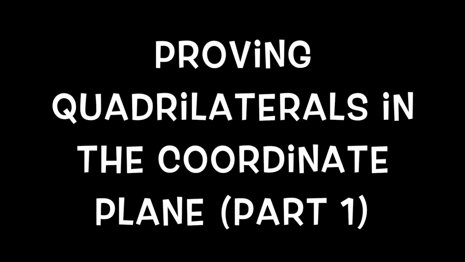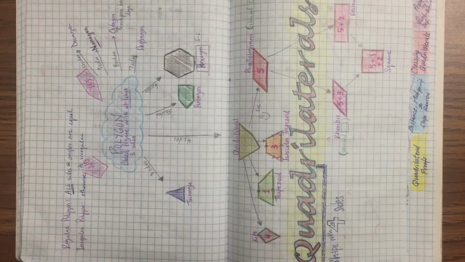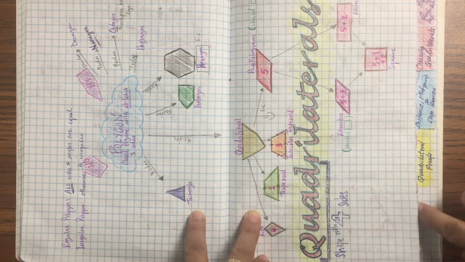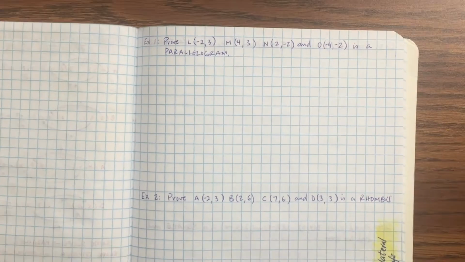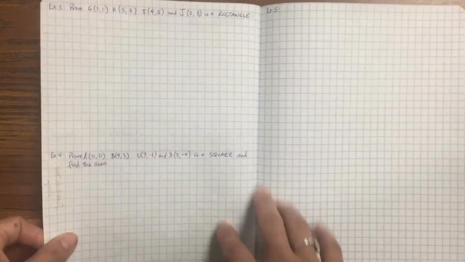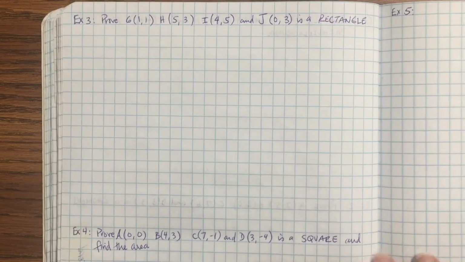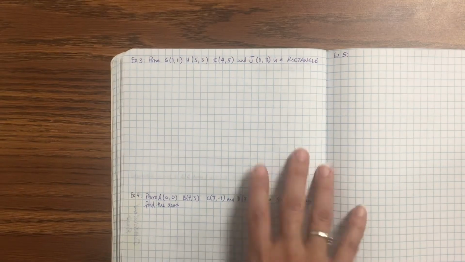Take a look at proving quadrilaterals in the coordinate plane, part 1. There are going to be 3 videos. Again, you're going to make a tab called quadrilateral proofs. You're going to pause the video. On the right hand side of the first page, copy these 2 examples down. Each example takes about half a page. Turn the page over. On the left hand side, copy these other 2 down.